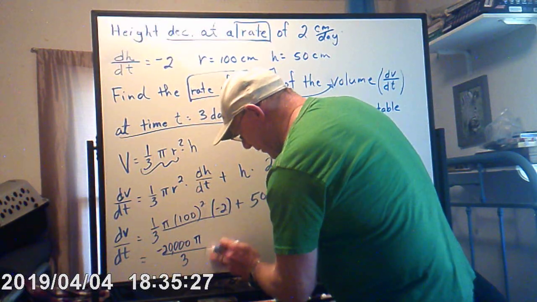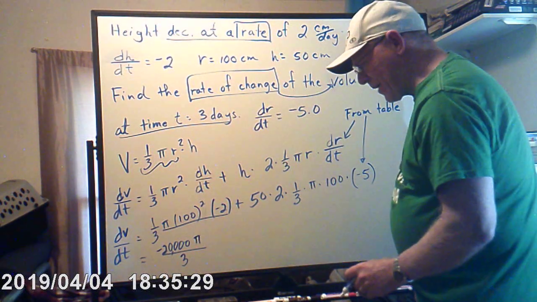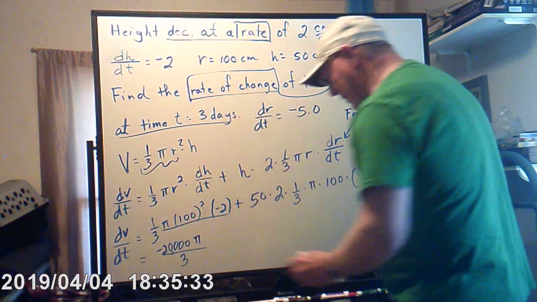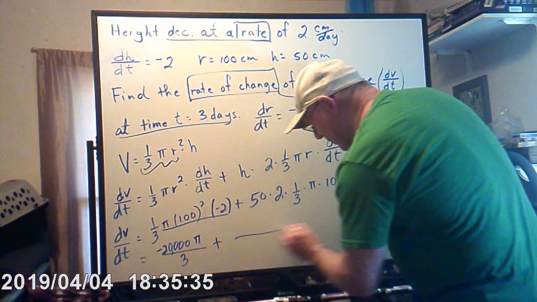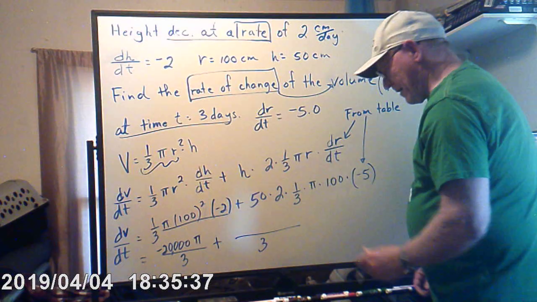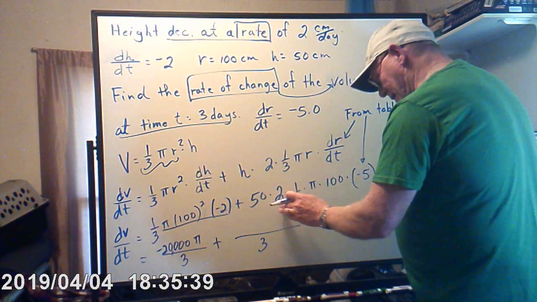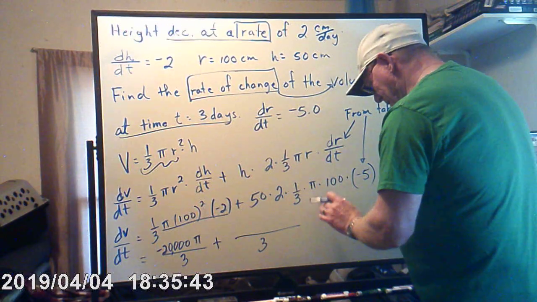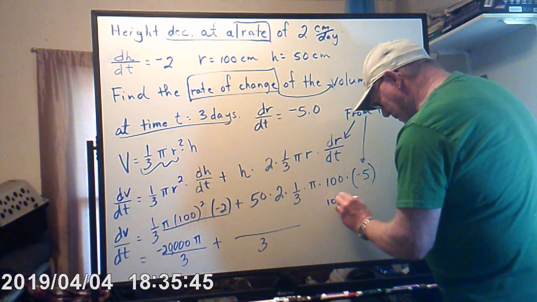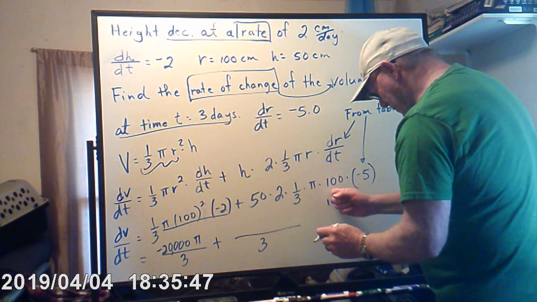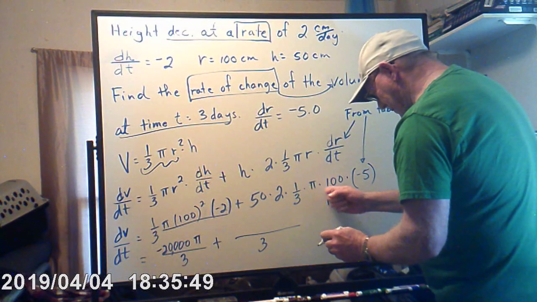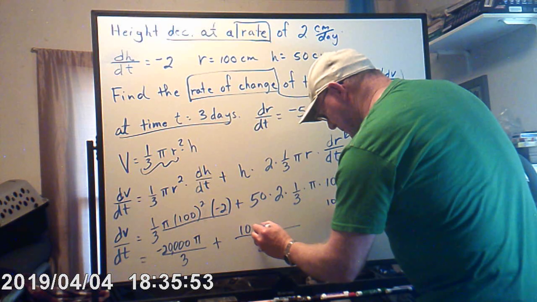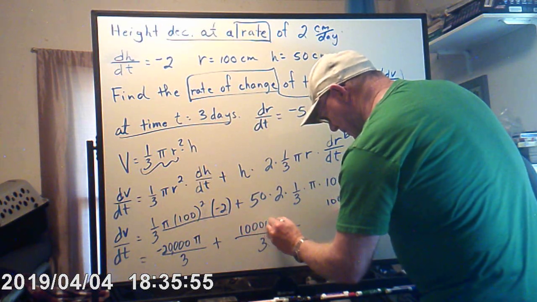All right there. Negative 20,000 pi over 3. All right, here we go again, over 3. All right, 50 times 2 is 100. All right, 100 times 100. So 100 times 100, again, we're going to multiply that and get 1, 0, 0, 0, 0.